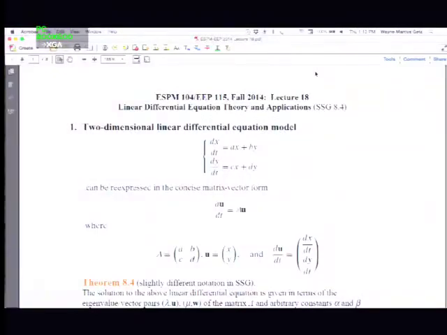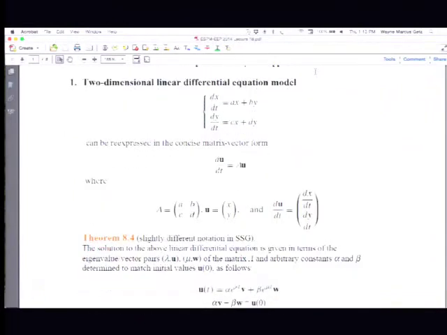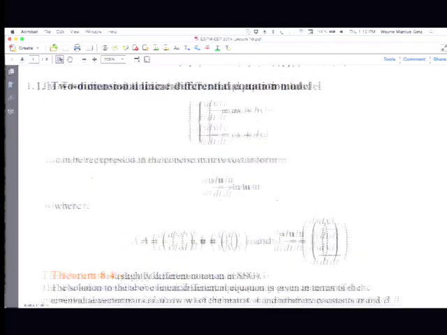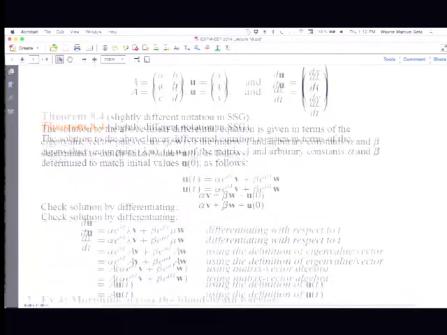So here we go. We start off with our differential equation. We call this vector u, with components x and y. Let me make this a little bigger. Okay, so this is just the stuff we've been talking about.